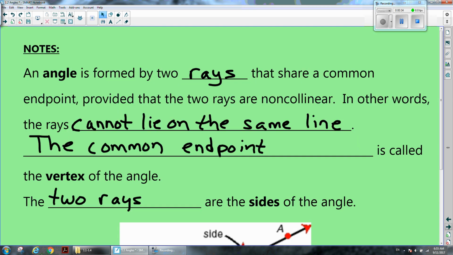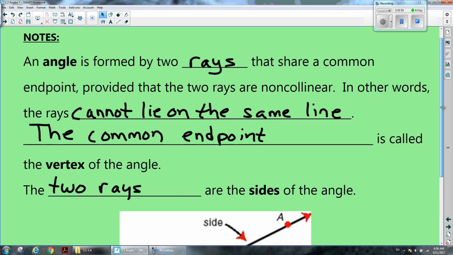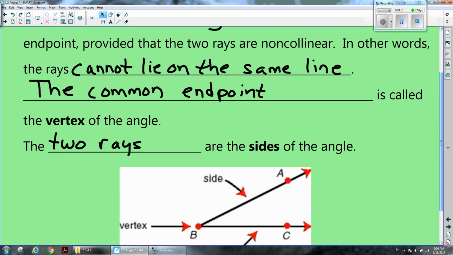Today we're looking at angles. An angle is formed by two rays that share a common endpoint, provided that the two rays are non-collinear. That means they cannot be on the same line. The common endpoint is called the vertex of the angle. And the two rays are the sides of the angle, as seen below here.